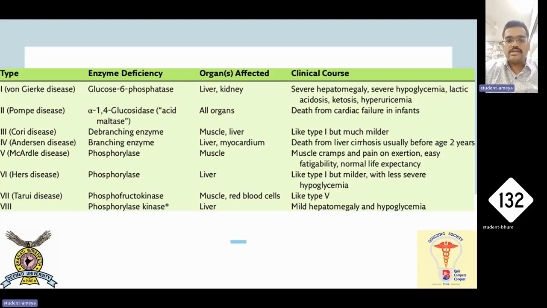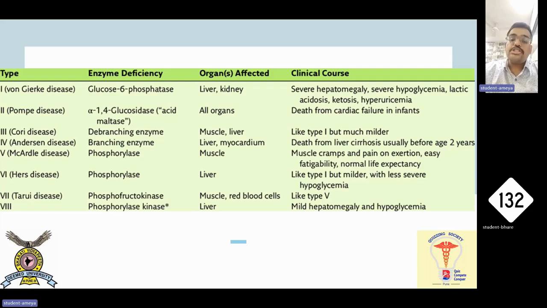Coming to the fourth mnemonic. The mnemonic is GSD 127 gap. I am repeating it. The mnemonic is GSD 127 gap. That means GSD 1 has a deficiency of glucose 6 phosphatase. GSD 2 has a deficiency of acid maltase. GSD 7 has a deficiency of phosphofructokinase.